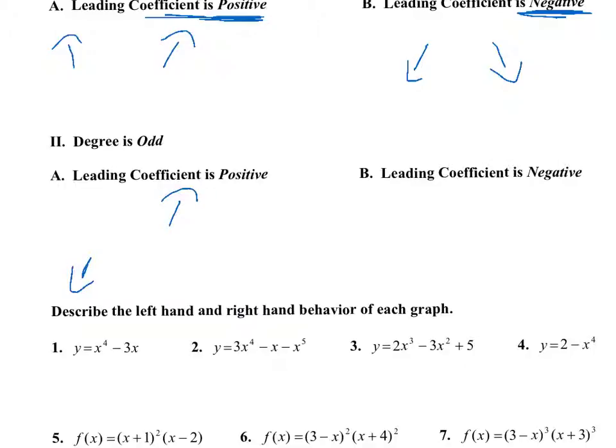So I'm going to put this. When it goes to the left, it goes down. When it goes all the way to the right, it goes up. So it's increasing. If it's negative, it flips. It looks like this. To the left it goes up, and to the right it goes down.